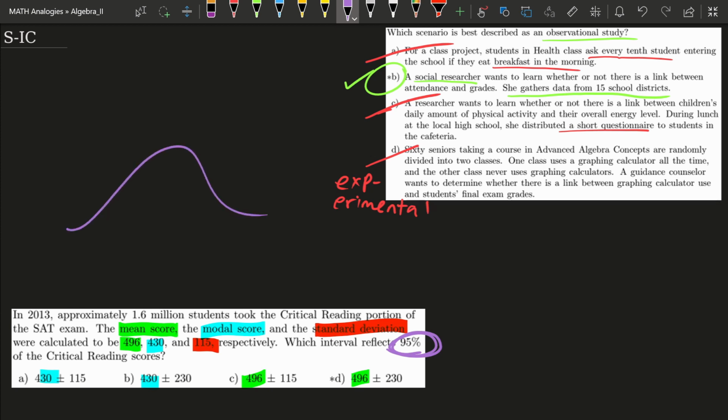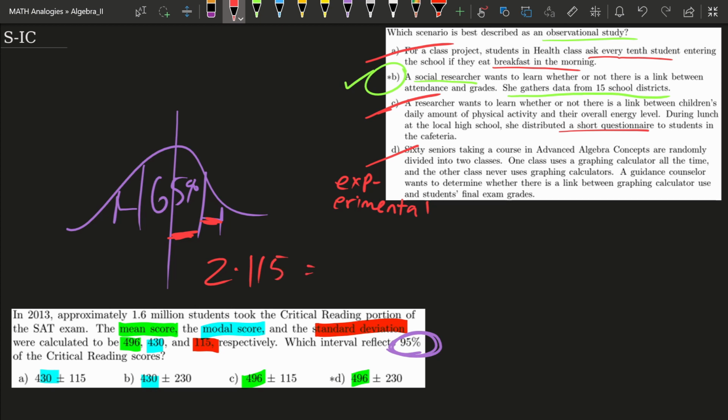So if we think about a normal distribution, we would have about 65% around the middle. And how many standard deviations out before we get 95%? Only 2. So we would need one standard deviation and a second standard deviation. So what is 2 times 115 anyway? Well, it's 230.